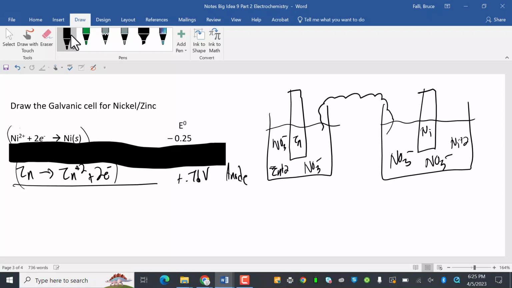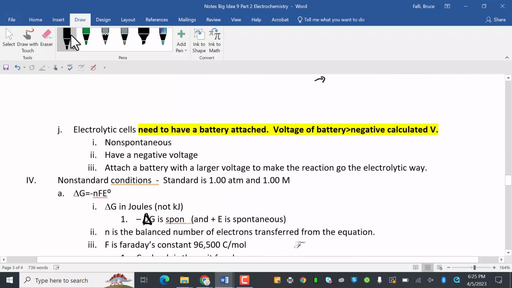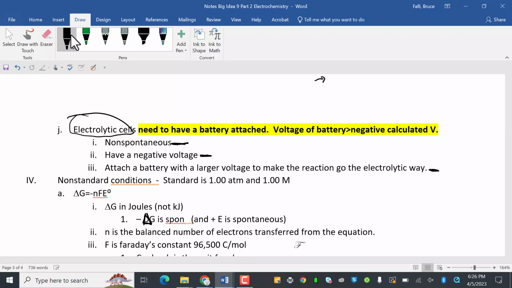Salt bridge with nitrate going this way, K+ going this way. Got myself a wire, my electrons flowing that way. That's it. Okay. Electrolytic cells need to have a battery attached. The voltage of the battery has to be greater than the negative calculated value. So electrolytic cells, this is the other type of cell. It's non-spontaneous. It has a negative voltage, and you attach a battery with a larger voltage to overcome that negative voltage.